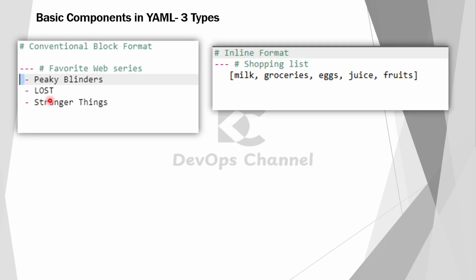Now the next one is the inline format. How is it helpful? You use braces for this. So I'm starting my document with three hyphens, then this sharp or hash icon is for commenting, so you can put a one line comment here. Now I will put in braces milk, comma, groceries, comma, eggs, comma, juices, comma, fruits, and there should be a space between them. This will be parsed the same as this. It's just another format. So this is an inline format and this is a block format.